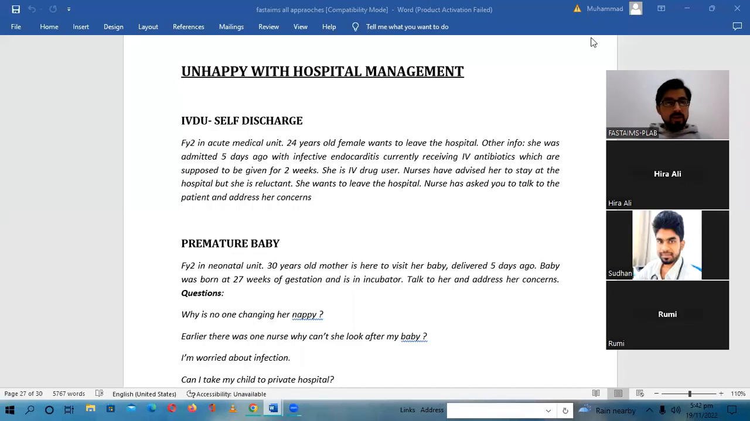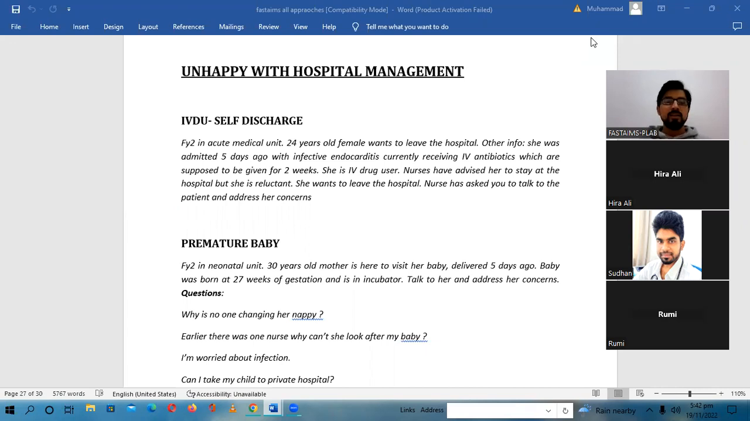Okay, so today we are going to discuss patients or relatives who are unhappy with hospital management. We have a scenario, and we will be following the same approach, which is more or less the same as the angry patients approach. So you have to follow that protocol, the Buster protocol.